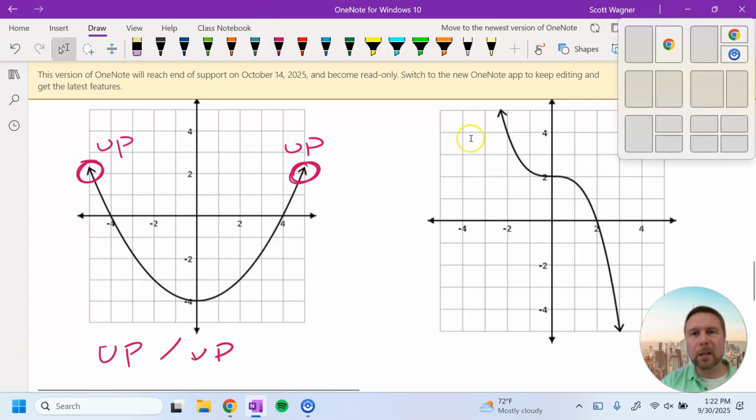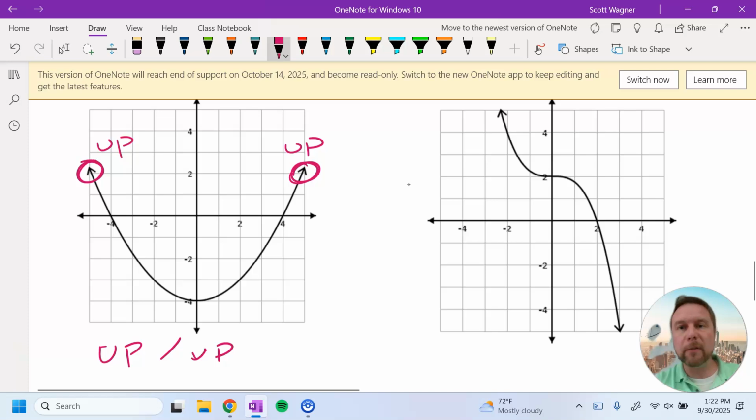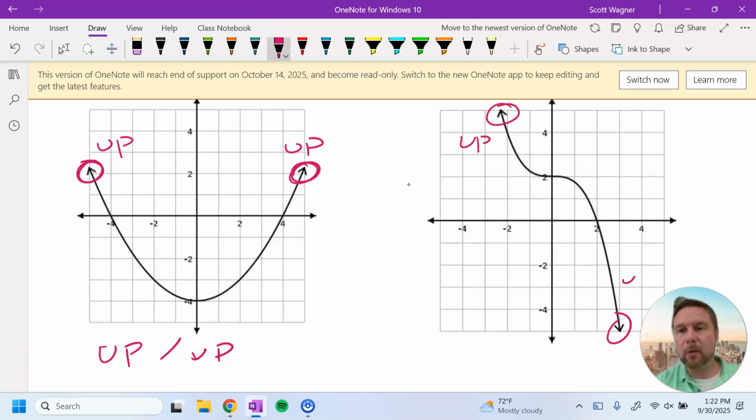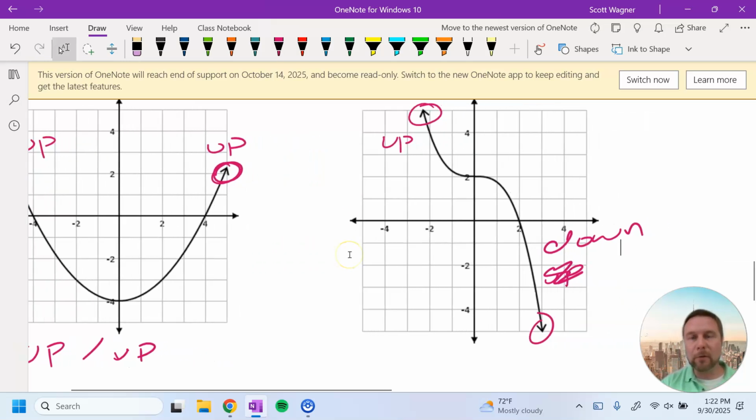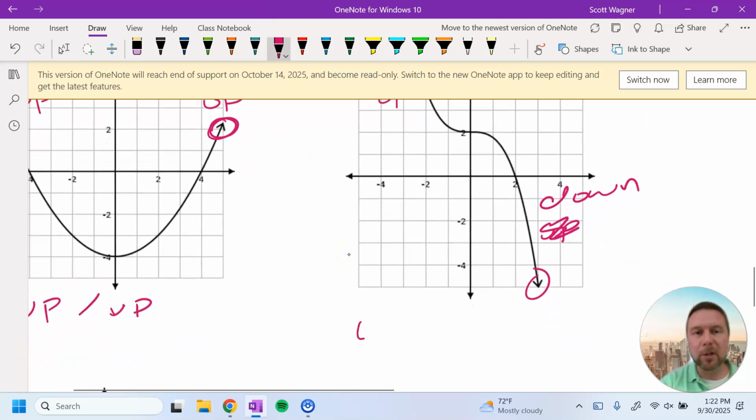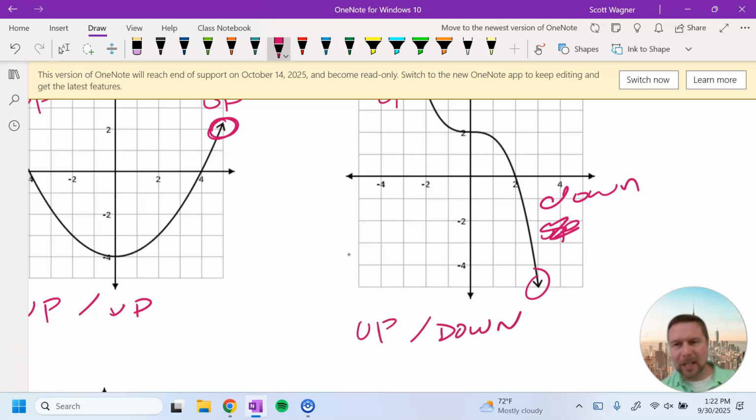All right, let's look at another one over here. This guy right here, if I look to the far left, this arrow points up. Look to the far right, this arrow points down. So the left side's up, right side's, that's not up, that's down. So then this end behavior over here would model the direction of up, down. Now that's pretty easy, that's pretty straightforward. Just look and decide what direction those arrows are pointed.